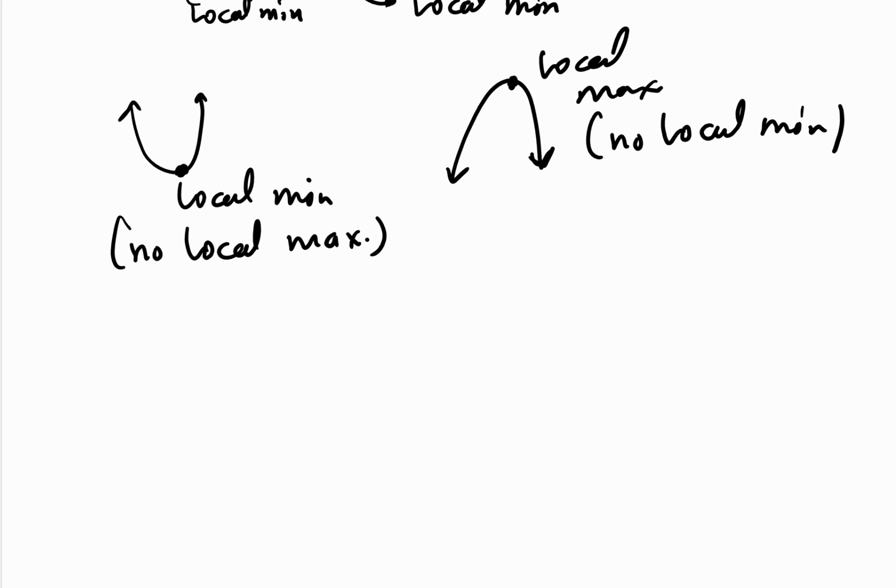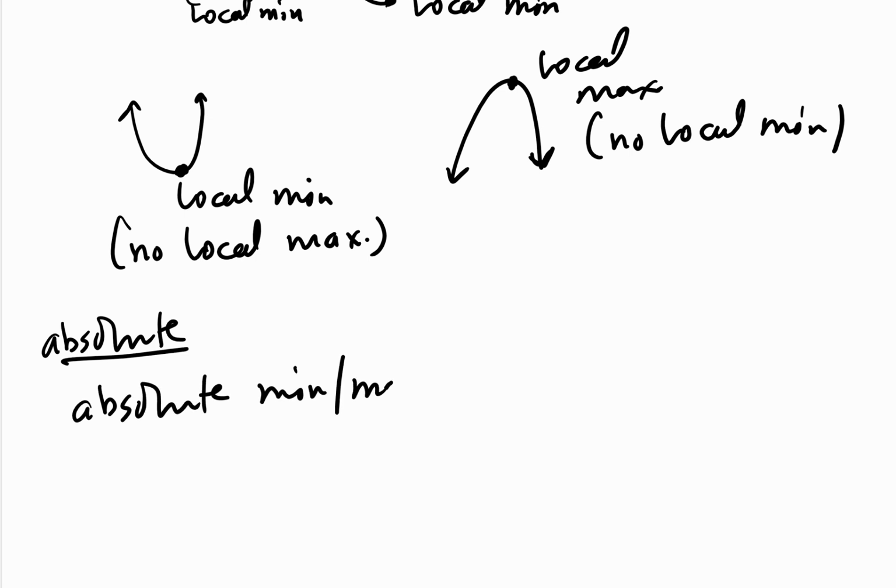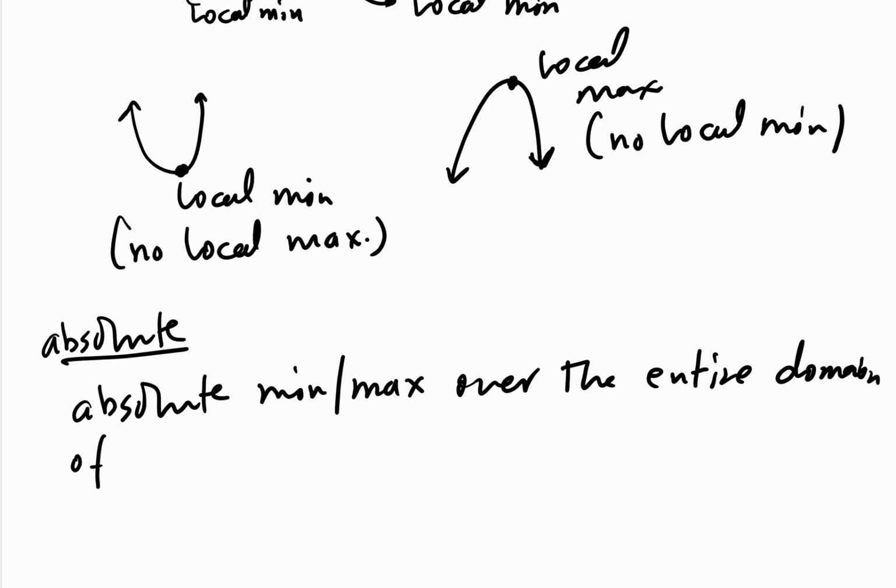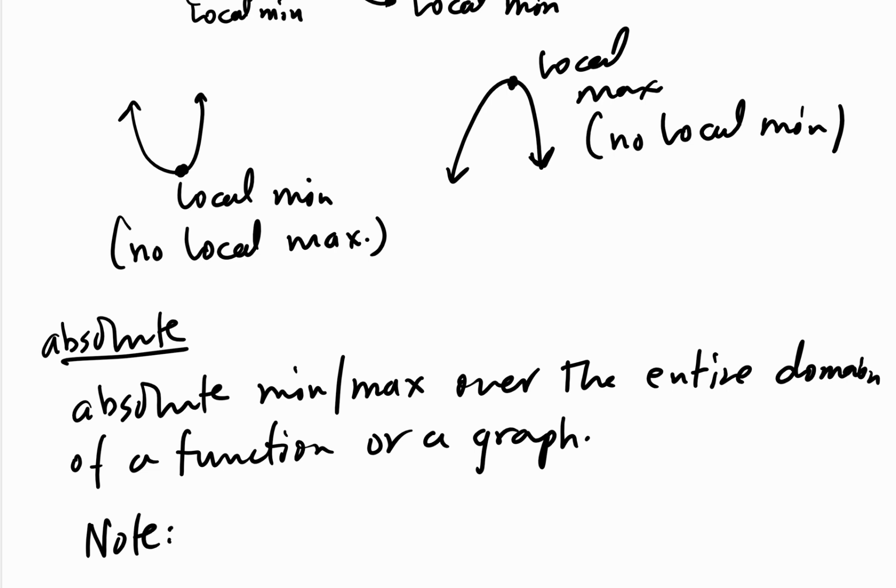So that's for the local. Now for the absolute min or max, how do you find them out? So the absolute min slash max over the entire domain of a function or a graph. Note, the absolute min or max can be at the endpoints.